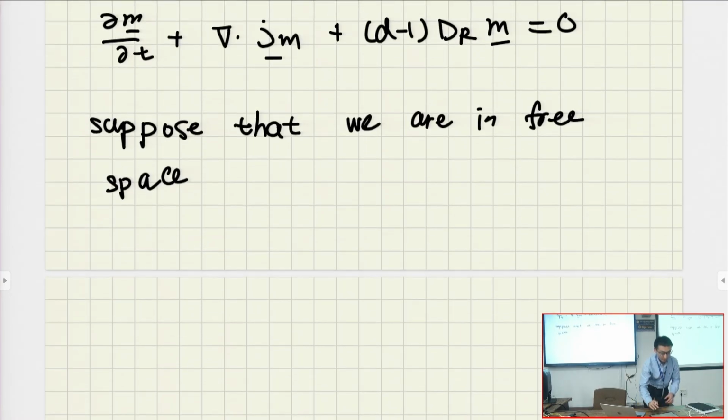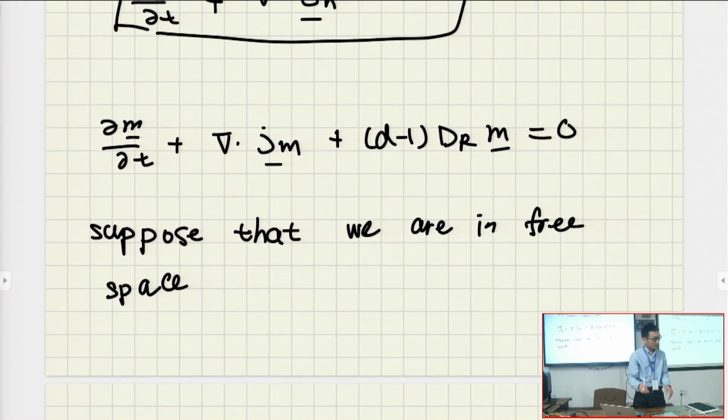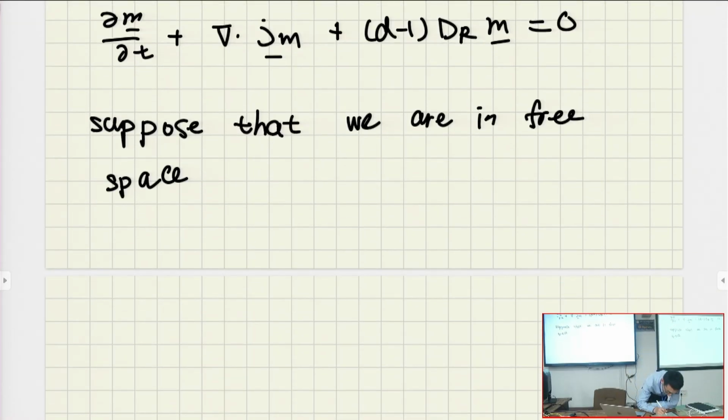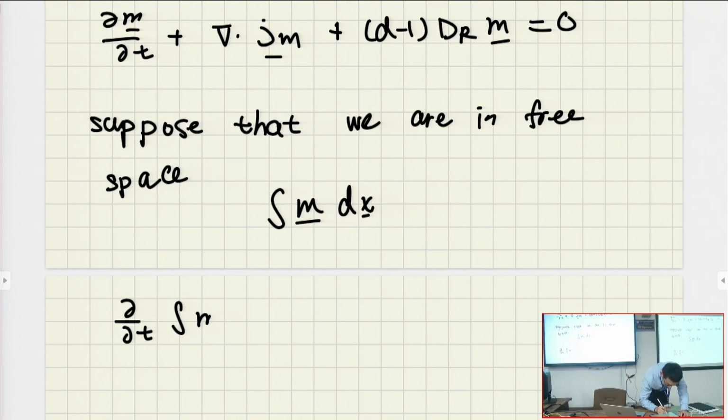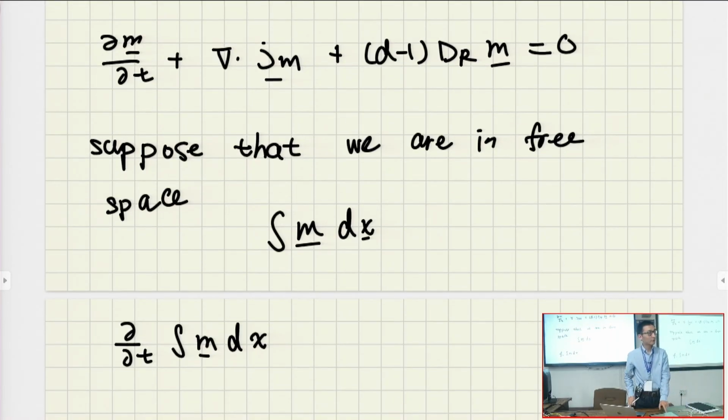So let's add up all the polar order in space by doing an integration, right? What we can do is integrate m over the entire physical space, x. If we do that, what we have for this equation is the following. And when I do an integration of the second term, what do I get? Any suggestions?